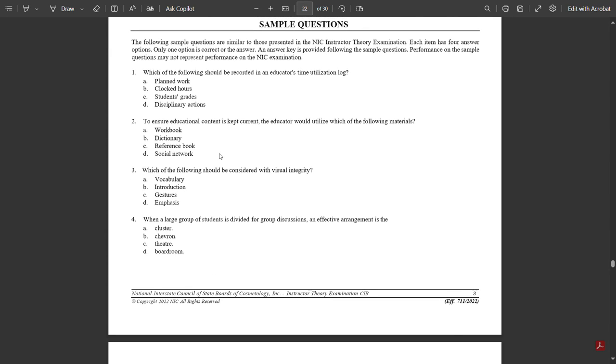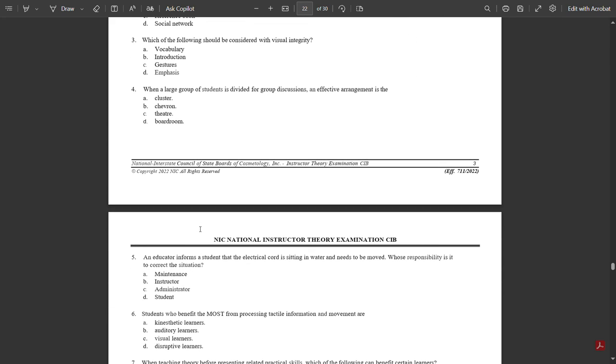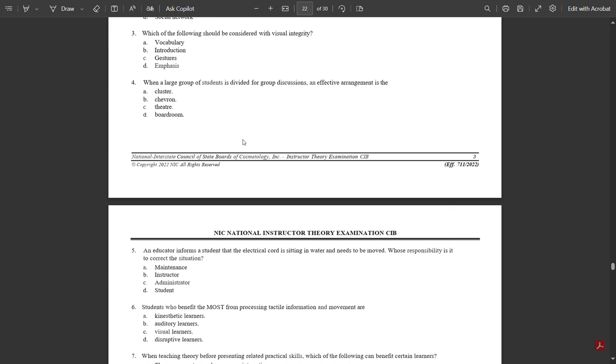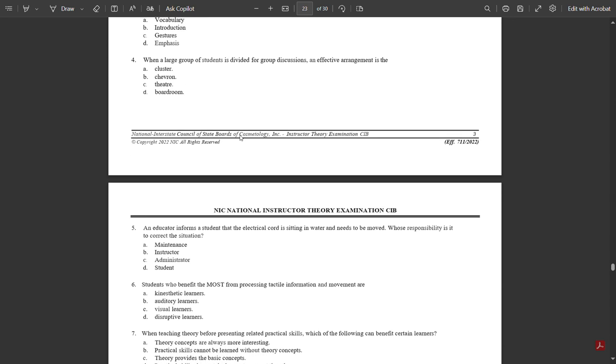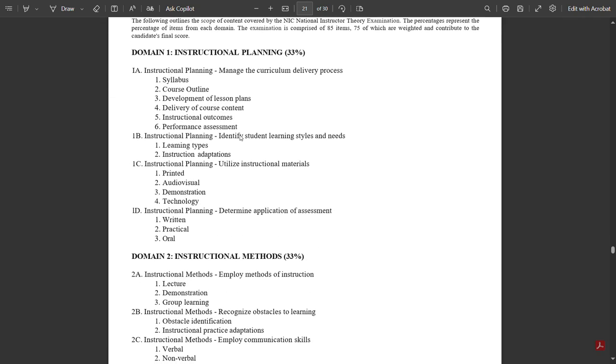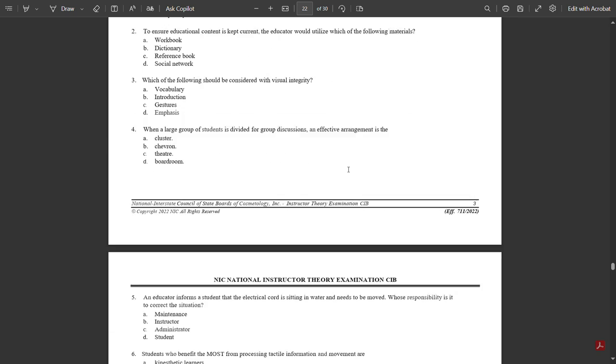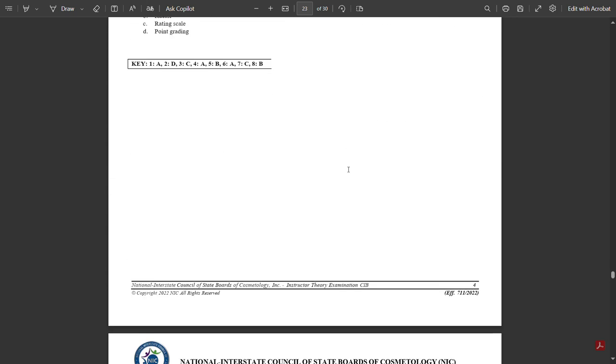And then some of them are going to be more technical questions. Question 4 here: when a large group of students is divided for group discussion, an effective arrangement is the cluster, chevron, theater, or boardroom. That's a more technical question that you're going to have to learn from the book. So focus on that stuff. Really focus on what's in this outline and find that section of the book and really make sure that you're studying that.